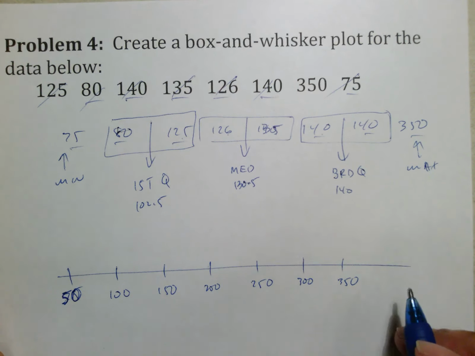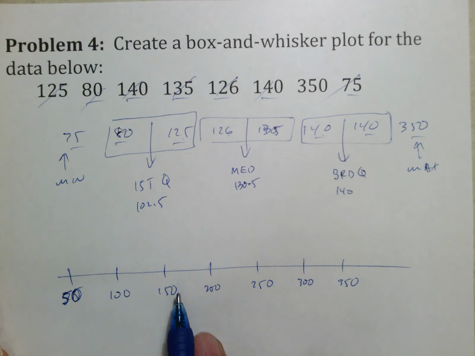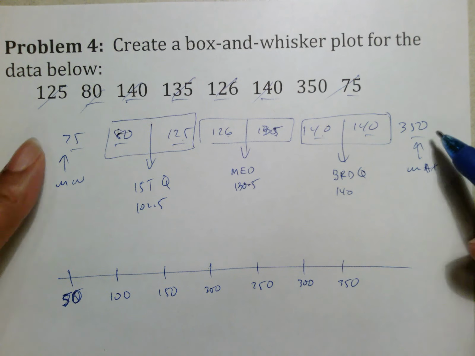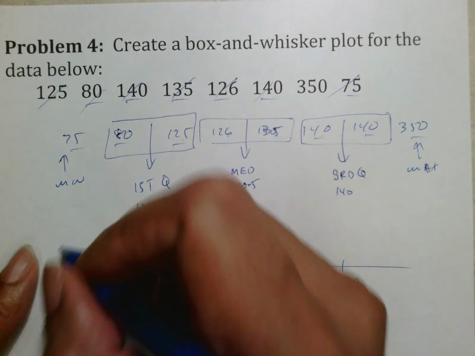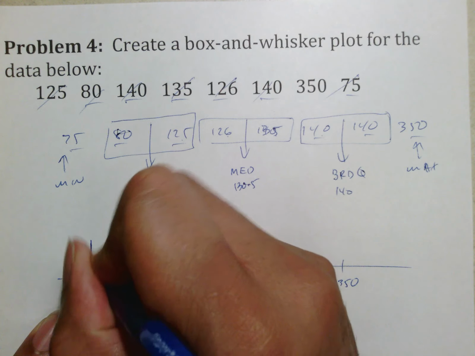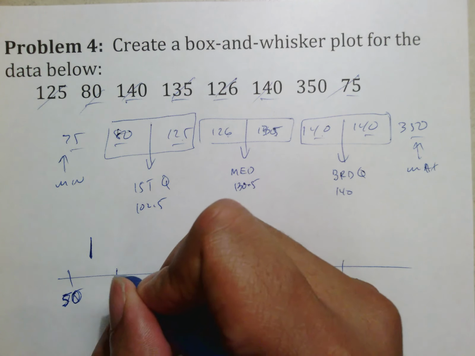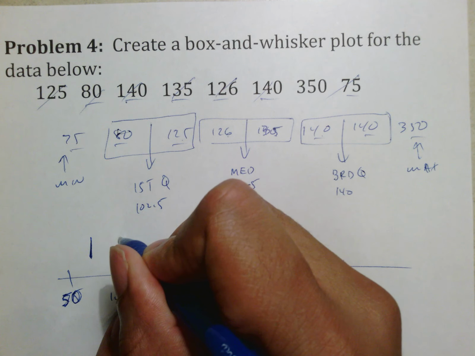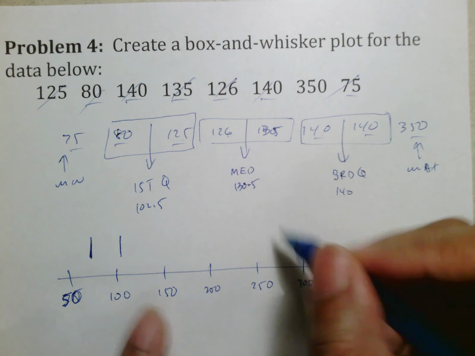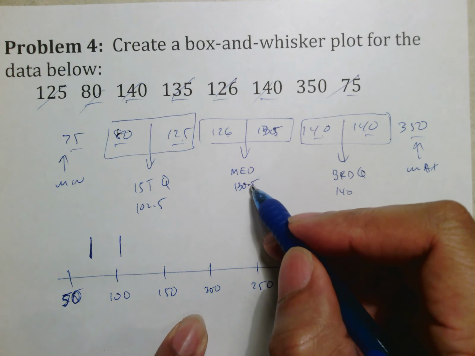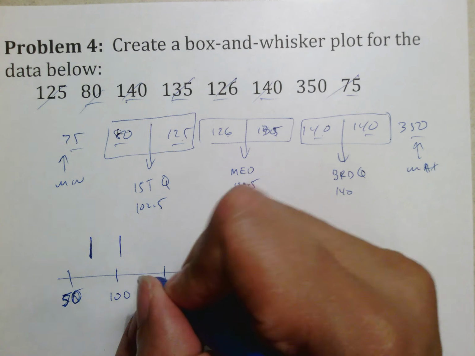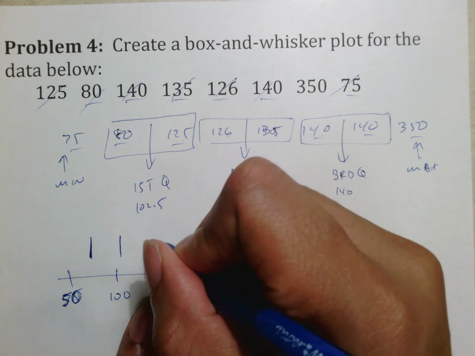So that covers everything. Again, notice I have to count by the same amount no matter what, but I have every number covered. From 50 to 350, I have all these numbers covered. 75, of course, is going to be in between 50 and 350, so that number is going to go there. First quartile is 102, so I'm going to put that somewhere around where 102 should be. That's your second mark. Your median is at 130.5. 130, that's 125 there, so it'll be somewhere around here.